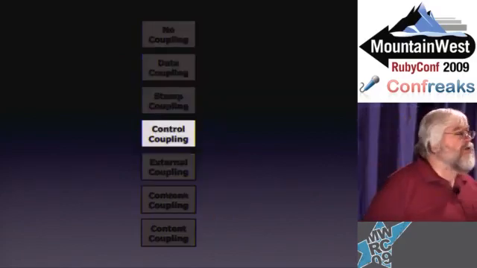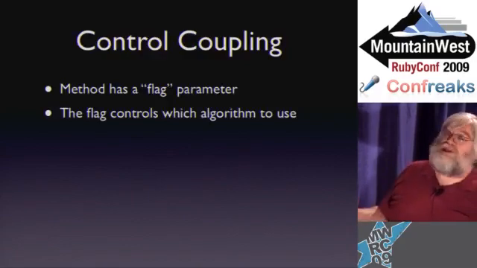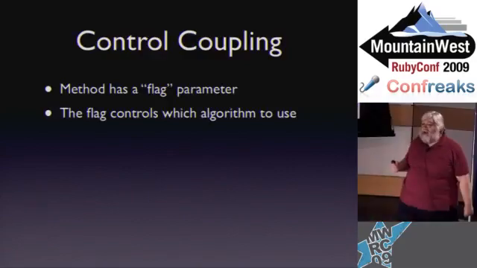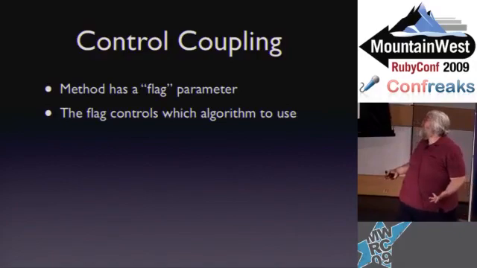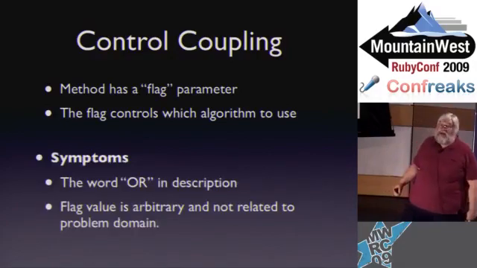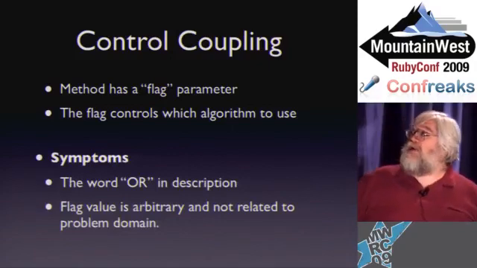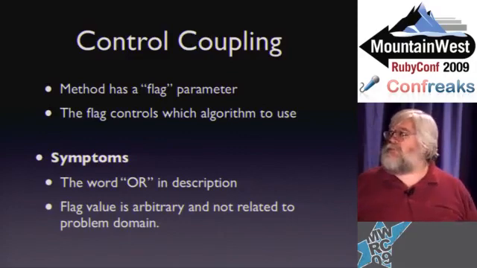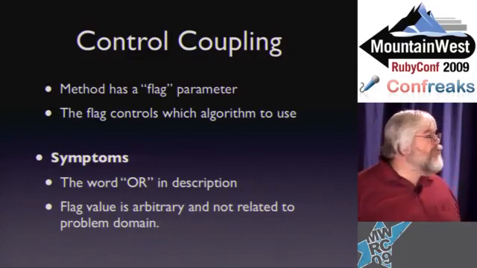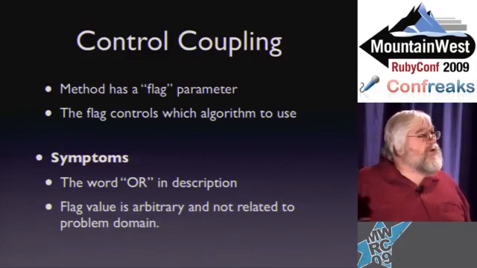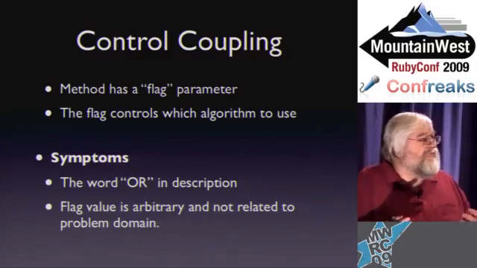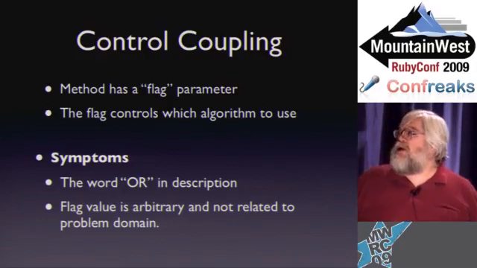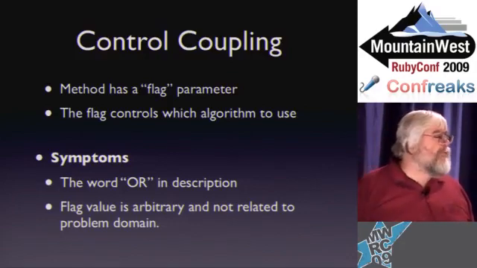Control coupling in the middle. This is an interesting one. This has to do with the calling sequence on a method. If a method has a flag parameter and that flag controls the algorithm that the method is going to use, then it's control coupling. A symptom of this is if you describe the function and you have to use the word "or" in the description, or something semantically equivalent to "or". And also the flag value is arbitrary. It has a meaning, but you could change the meaning and there's no real difference in what it means. If it's an arbitrary value, then this is probably control coupling.